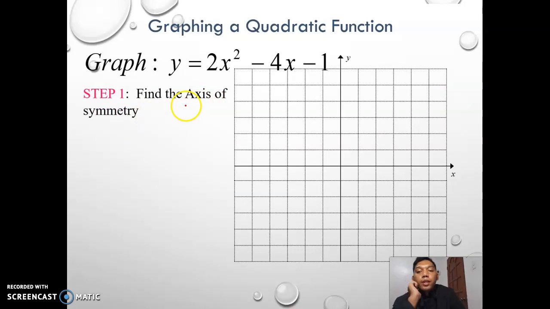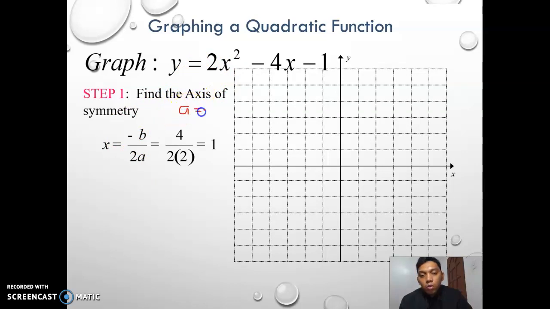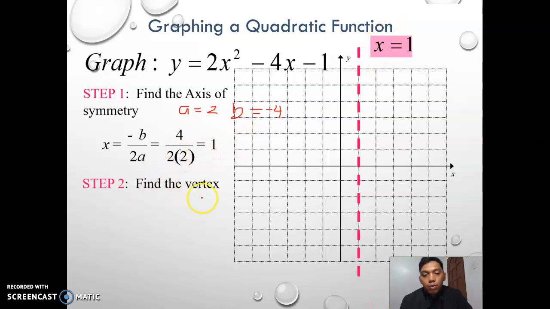So let's go with step 1: find the axis of symmetry. To get the axis of symmetry, you need to solve it, of course. A is equal to 2 and B is equal to negative 4. To put it simply, why is it positive 4 na? Since we have negative times negative, so it's positive 4. Then 2 times 2 is 4, so 4 divided by 4 is 1. So that is your axis of symmetry, x equal to 1.